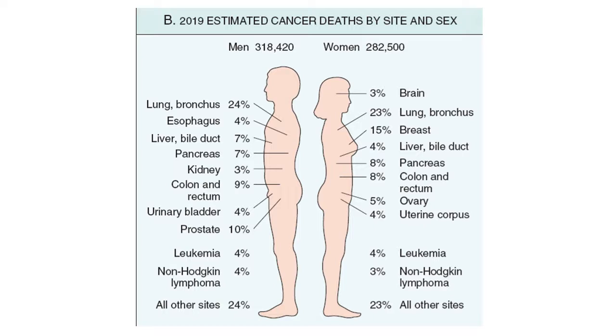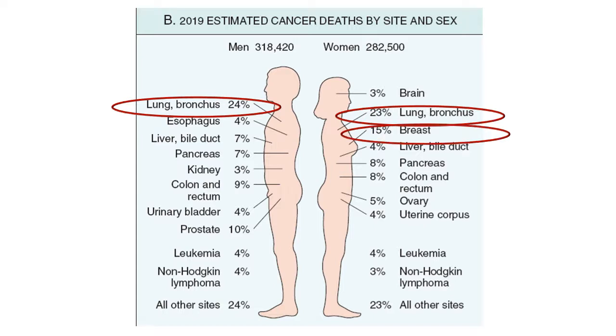This is the estimated cancer death by site and sex in 2019. In the United States, about 318,420 deaths were in men, while in female 282,500 deaths were reported. The major cause of the death in men was the tumor from the lung and bronchus, while the tumors from the prostate and colon and rectum were second and third in that category. The tumors in female, the leading cause of the death was also lung and bronchus, while the second one was breast and third one was the tumor from the pancreas, colon and rectum. All these four sites account for more than 50% of the tumors in female.